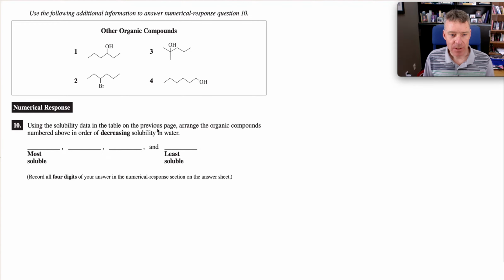Okay, so using the solubility data from the previous page, arrange the organic compounds numbered above in terms of decreasing solubility. So it is most soluble first going to least. If we just look, we can't answer this question. We've got to figure out what's going on because we've got different alcohols, not 4 carbons. We've got at the end, like we had before, 2 branches, right and left, and then we've got 3. Okay, so what's going on there? And then we've got this different compound from the top subset.